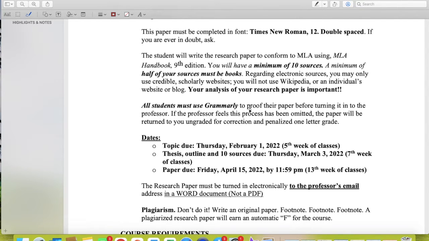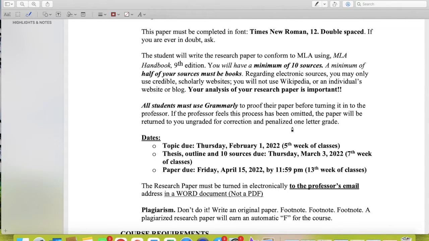You will have to run it through Grammarly to proof your paper. That's a college policy now. So you have to run your paper through Grammarly before submitting it. When you submit it to me in Word, I will run it through Grammarly, and if I feel that it was never put through Grammarly in the first place, meaning you have a very low Grammarly score, it could be returned to you ungraded, and you can be penalized one letter grade.